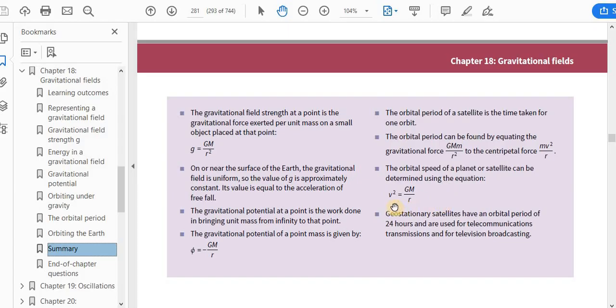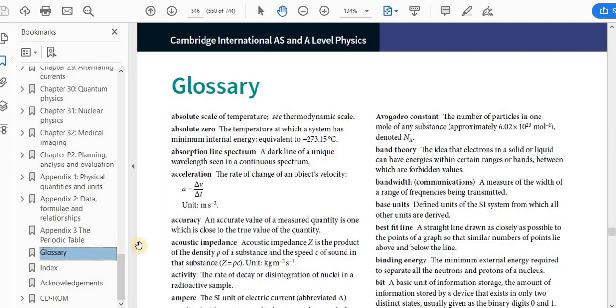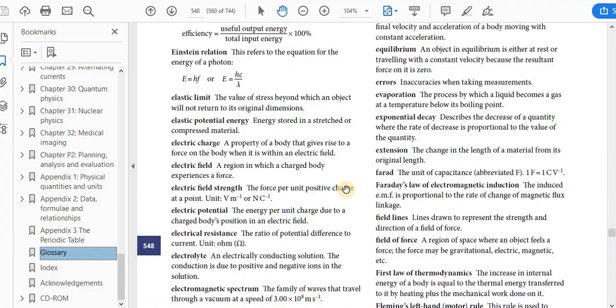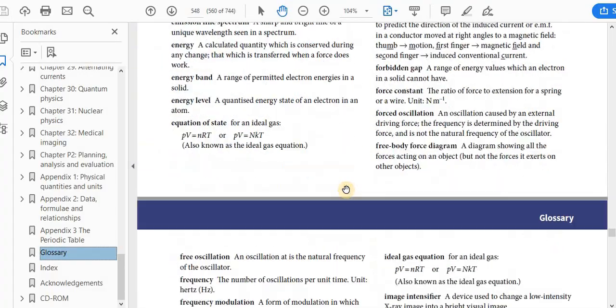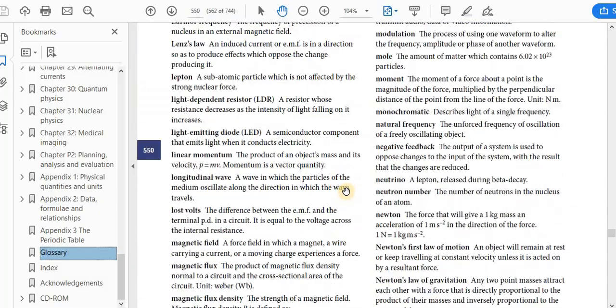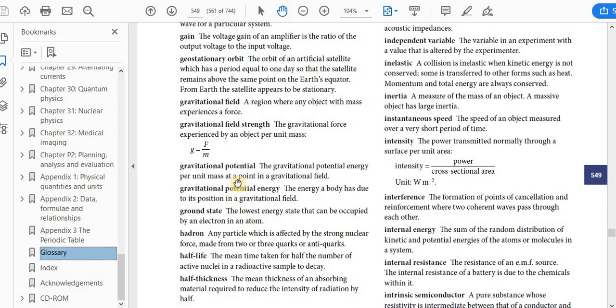Okay, so in all the chapters, it's very important that you go through the summary and also the glossary. Now, previously we saw gravitational field strength, gravitational potential energy. Now we can look at gravitational potential. We saw gravitational field, we saw gravitational field strength. We didn't see gravitational potential energy on these two.